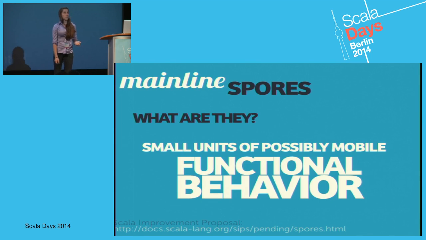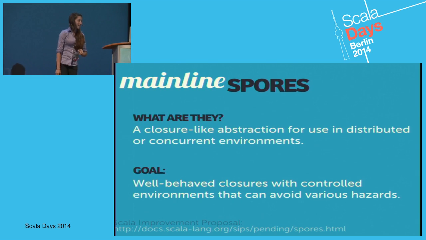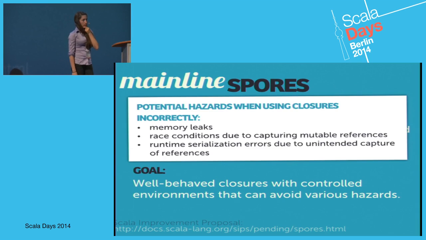So what are they? They aren't exactly closures. You can think of them as small units of possibly mobile functional behavior. They're more an abstraction for use in these tricky scenarios. Their purpose is to try to be well-behaved closures whose environments are controlled, and that avoid the hazards which I just listed. And these hazards, of course, are memory leaks, the race conditions I mentioned, and all of these possible serialization problems that you might run into.